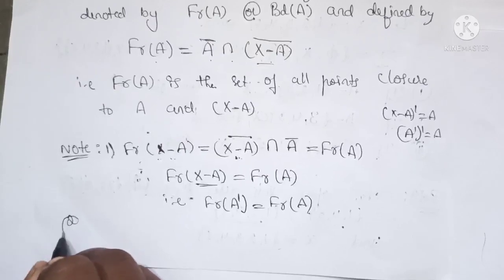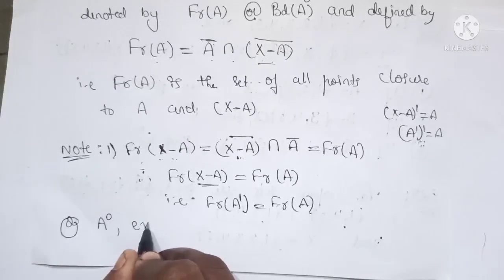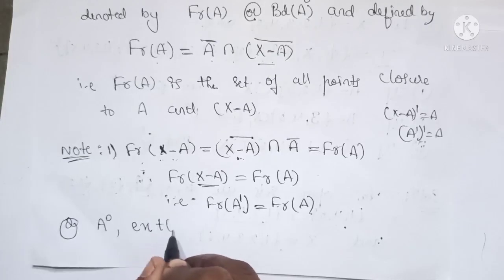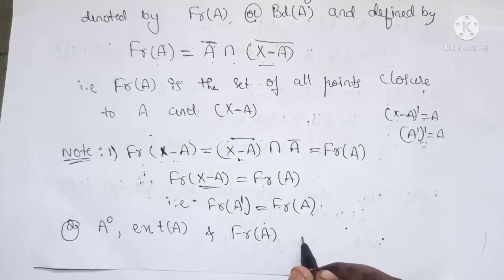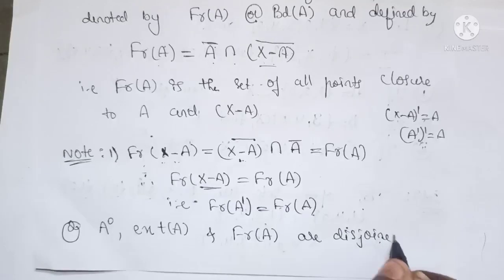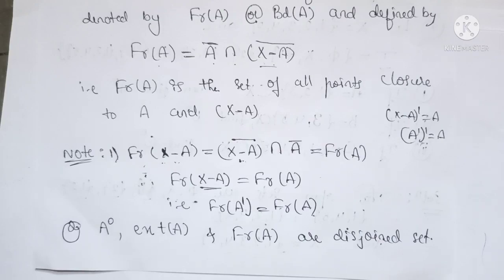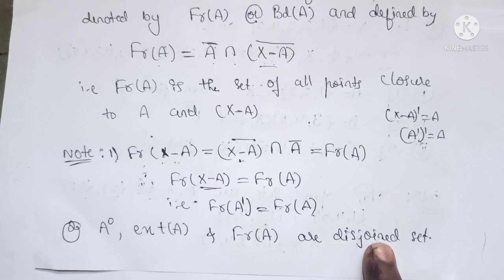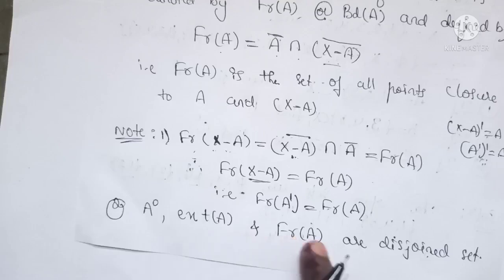Second note: interior of A, exterior of A and frontier of A, they all are disjoint sets. Okay, so they all are different. Disjoint sets means they don't have any common element. Their intersection will be the null set.